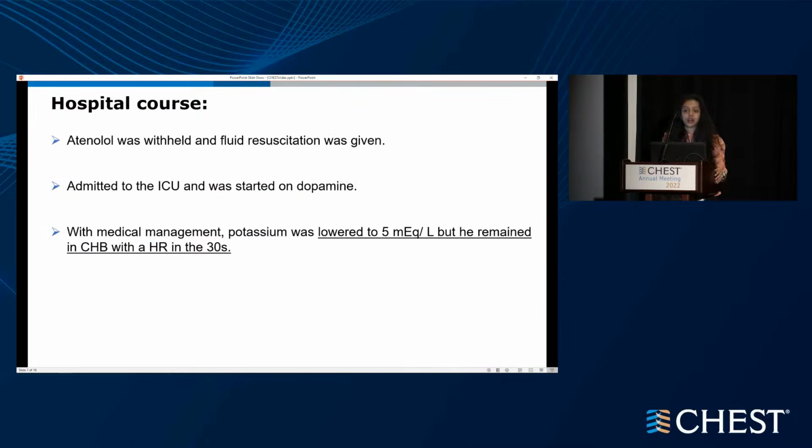Further digging into his home medication list, he was on atenolol, and with his heart rates and blood pressures, we held it, started fluid resuscitation, admitted him to the ICU, and started him on a dopamine drip. With medical management, his potassium was lowered to 5, but he remained in complete heart block, and the heart rate was still in the 30s.